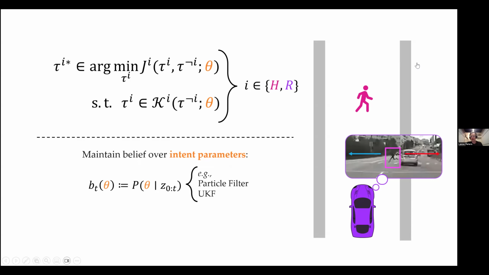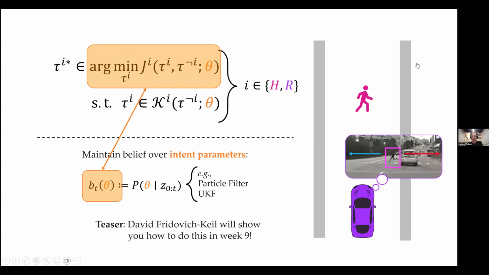under the observed behavior. And the TLDR is that there will be a nice talk on this by David Friedrich-Keil on inverse games, which includes some of this stuff in week 9 of this lecture series. But for now, we will assume there is this belief which gives us a distribution over theta. And the goal is to accommodate this belief during planning. And that's exactly the thing that we try to tackle with contingency games. Yes, there's a question.